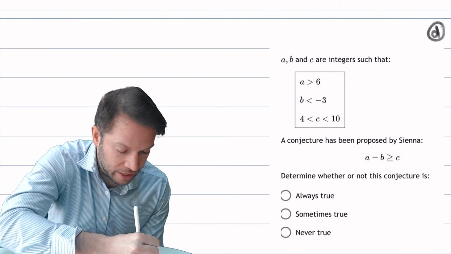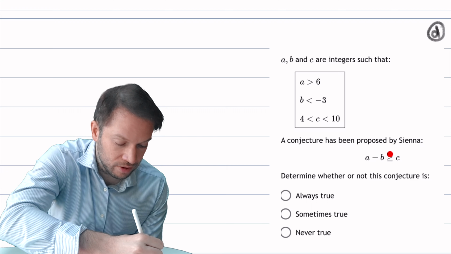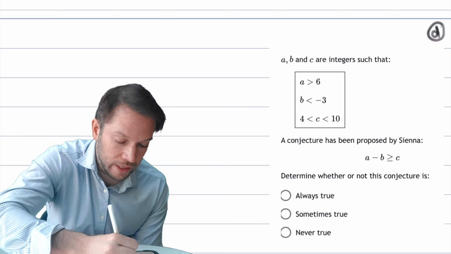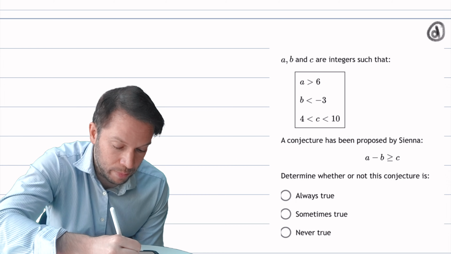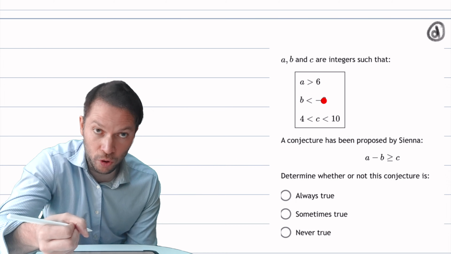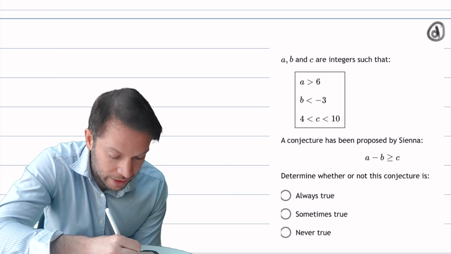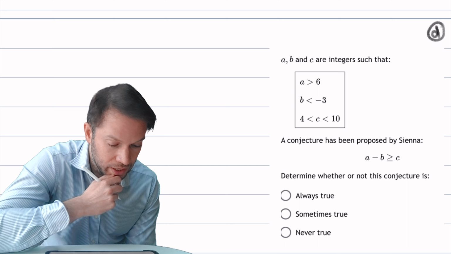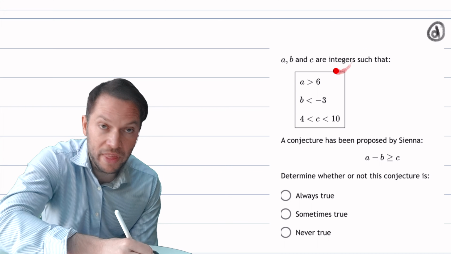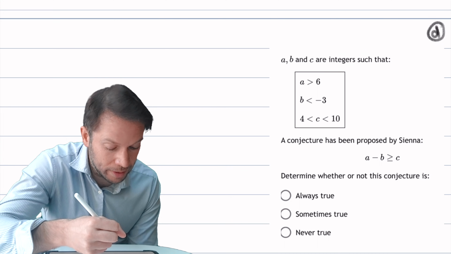Siena's proposed that a minus b is always greater or equal to c given these constraints here. So a has to be greater than 6, but not including 6. B has to be less than -3, but not including -3. And c has got to be between 4 and 10, but not including 4 and 10 themselves. And a, b, and c are integers. Remember that integer just means whole number, right?